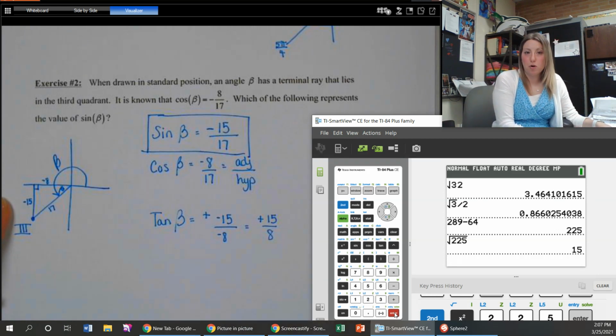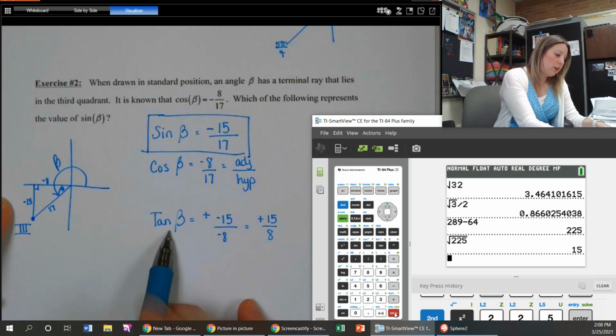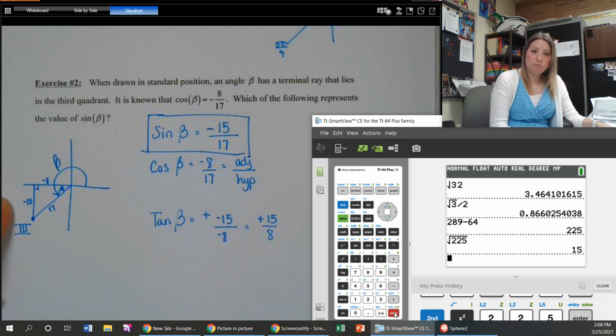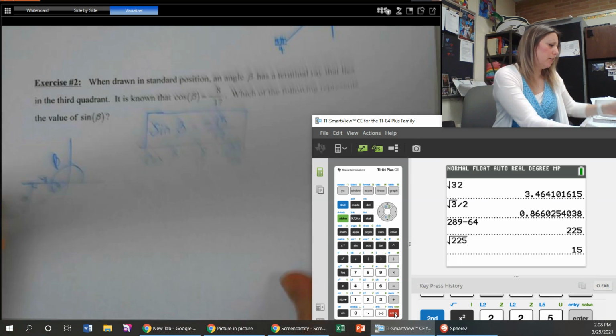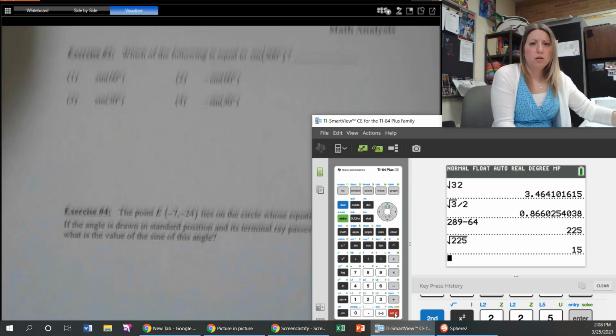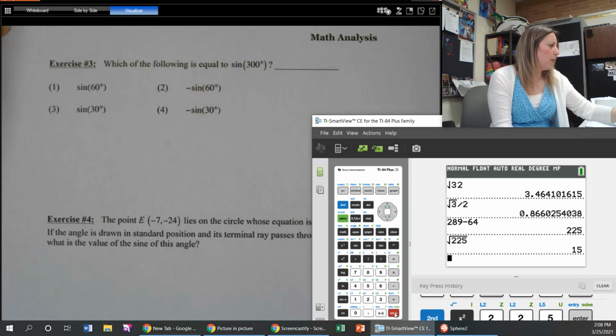That would be what we're looking for. So we know that tangent has to be positive in quadrant 3. It's really the same stuff we kind of did in lesson 4, but reminders of all the things that we're looking at.